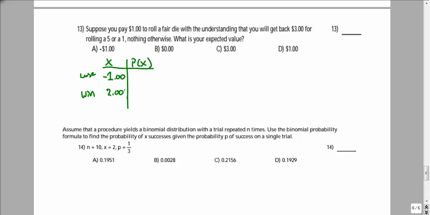So now we need to find the corresponding probabilities. So for the corresponding probabilities, they kind of give us a hint here. It says we're rolling a die, and we're looking for a 5 or a 1. So we win if we get a 5 or a 1. So if it's a 6-sided die, 2 of those sides will make a winner. So that would leave 4 of the sides to create a loser.